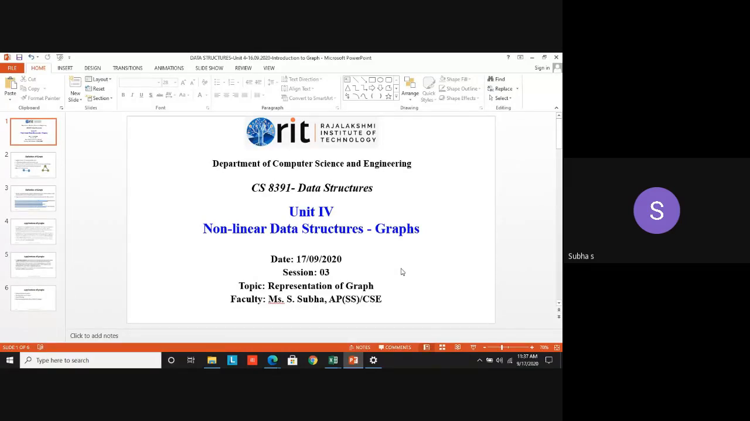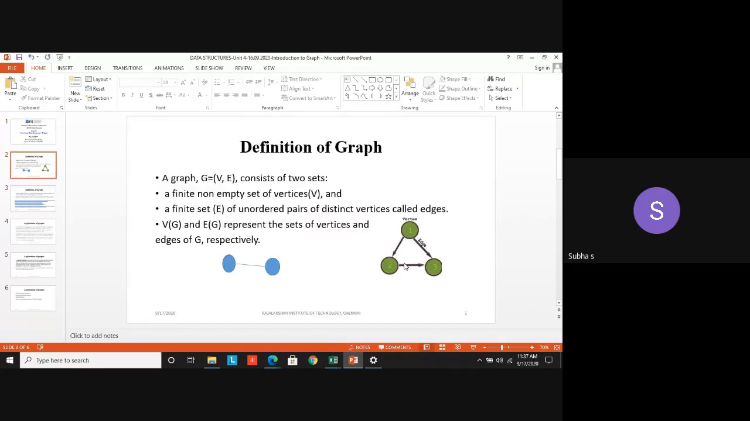In yesterday's class, we have seen the introduction of graph. What is meant by graph? What are the terminologies that are used in graph, etc. Just a quick revision. So a graph obviously contains what? It contains vertices and edges. A graph can have at least one vertex also. That can also be considered as a graph. Then edges are used to connect the vertices.